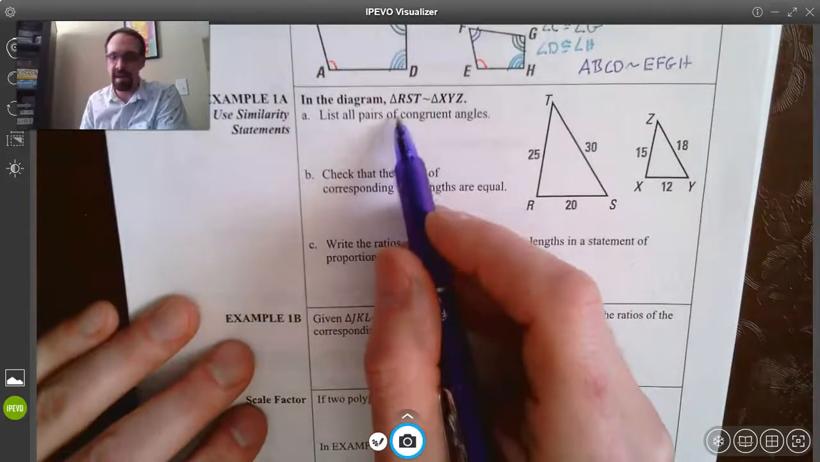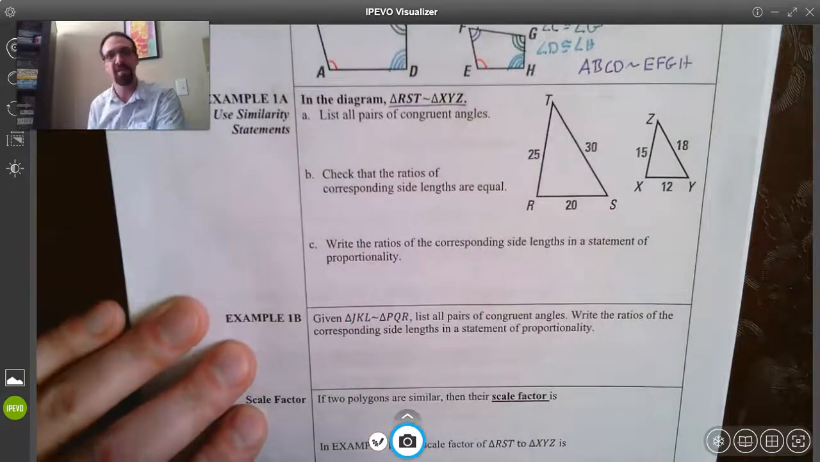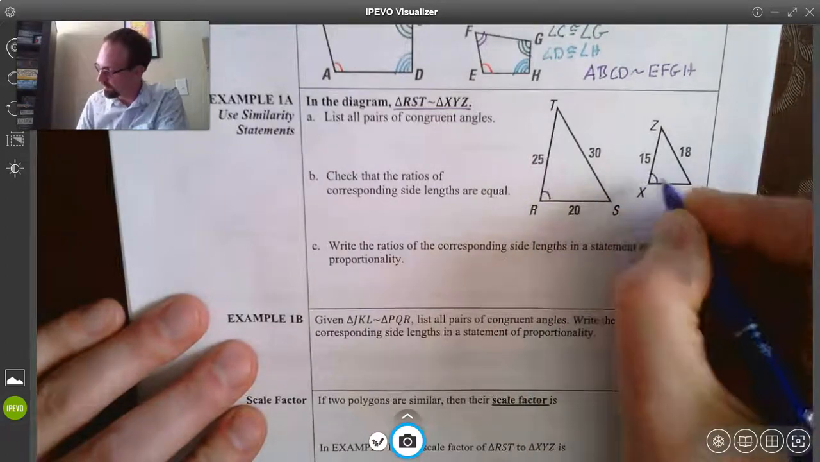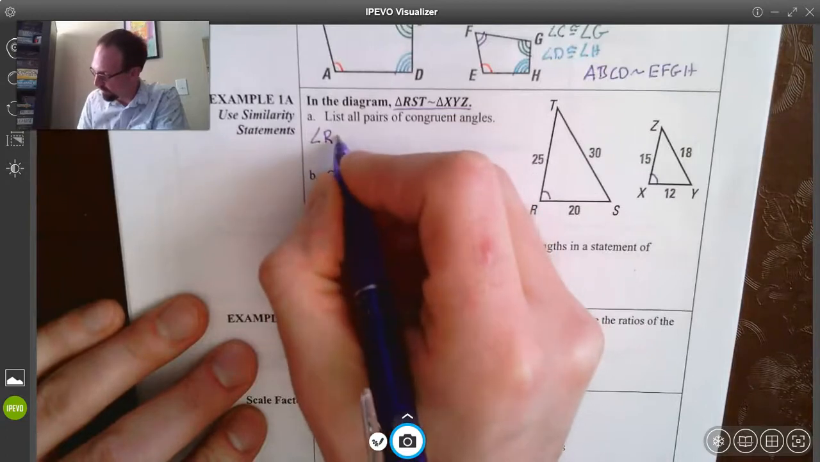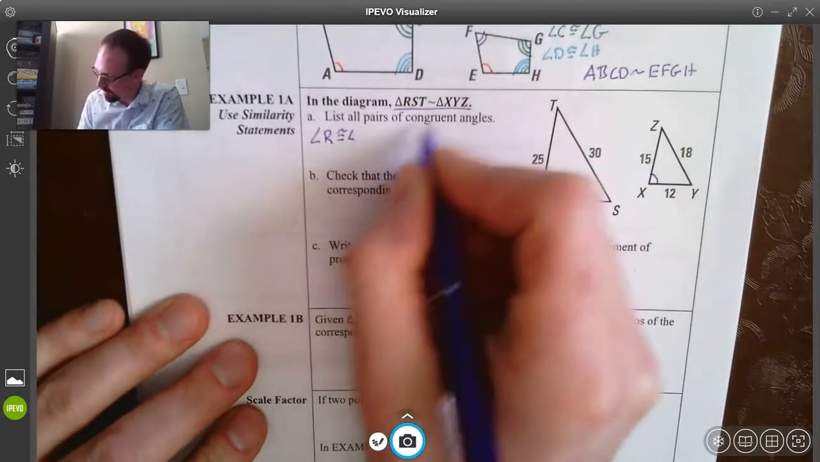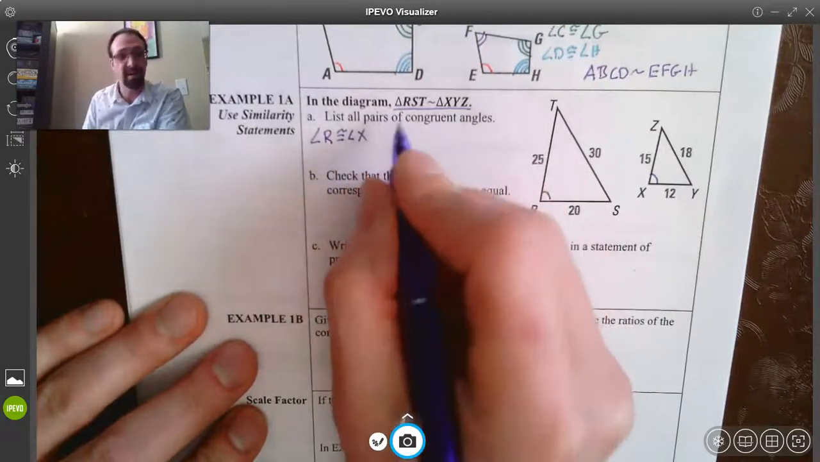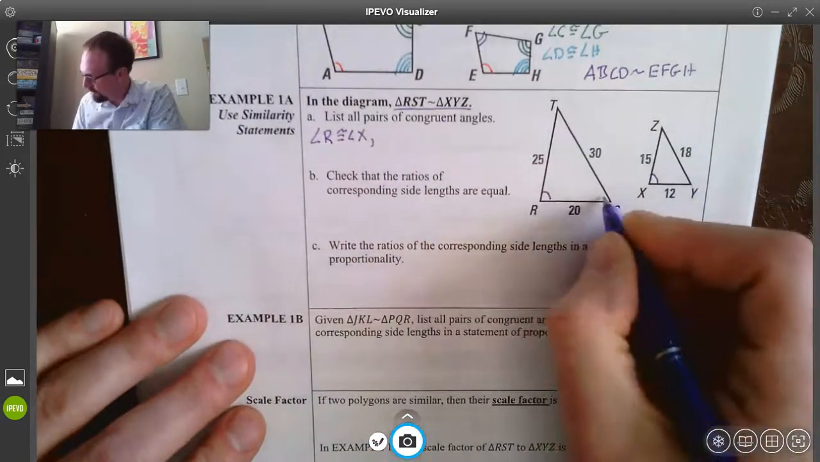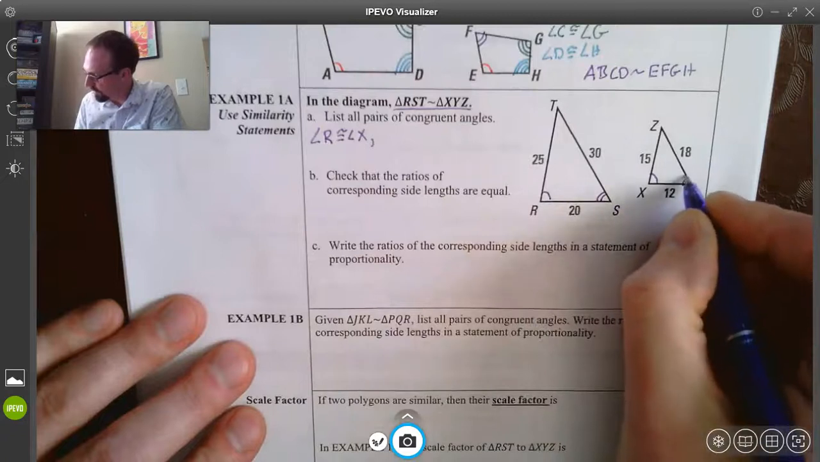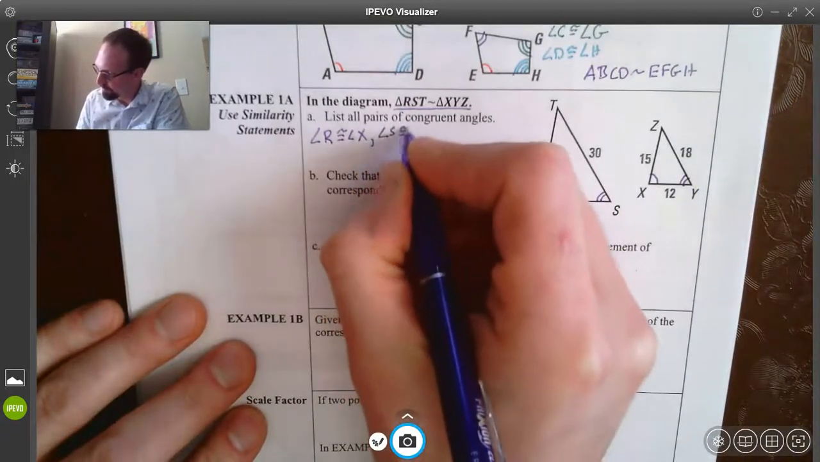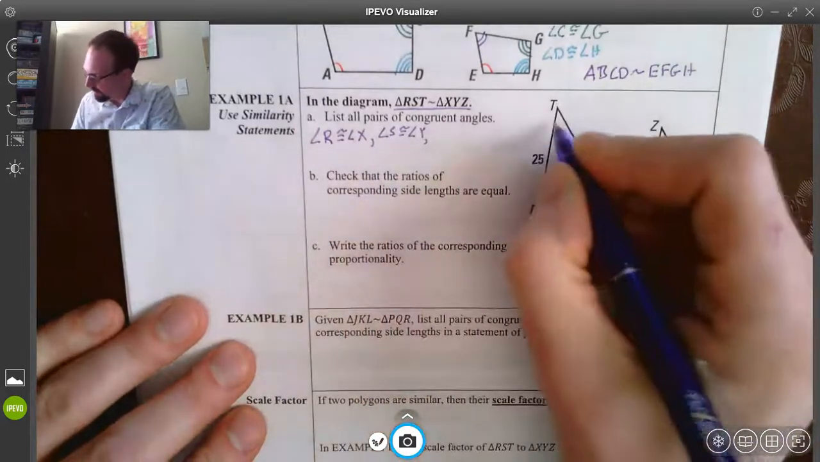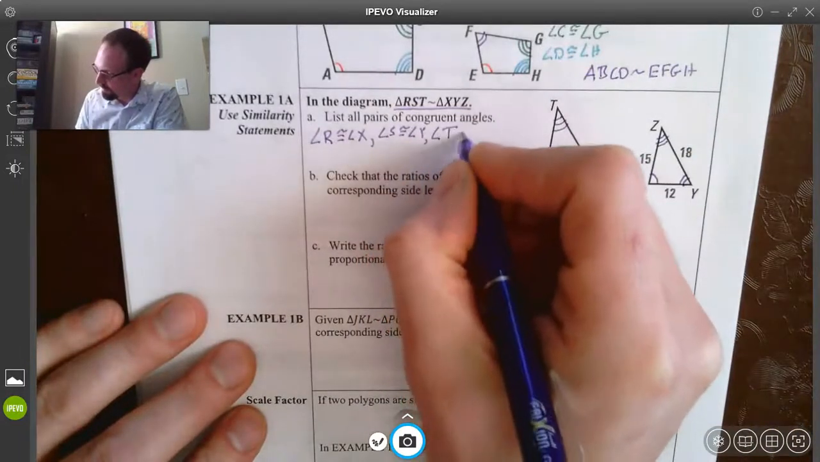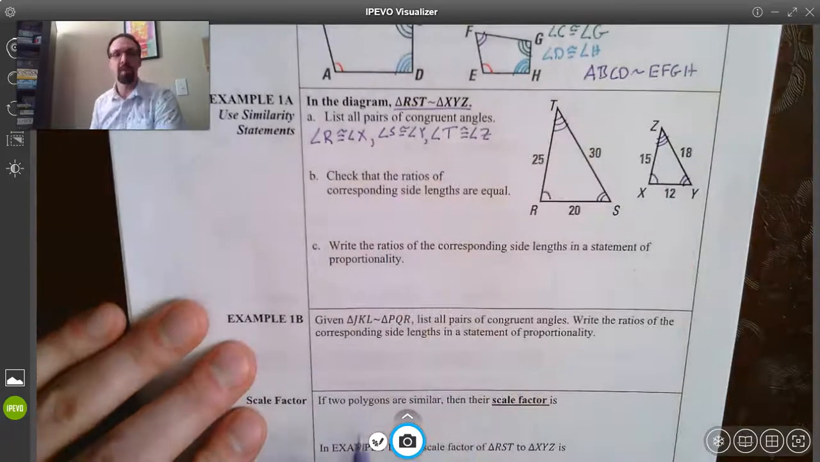Here, I told you starting out that this triangle is similar. So because it's similar, I know angle R is congruent to angle X. I can just read that from the diagram up top. Angle S is congruent to angle Y. And then angle T is congruent to angle Z. So there's all of my pairs of congruent angles.